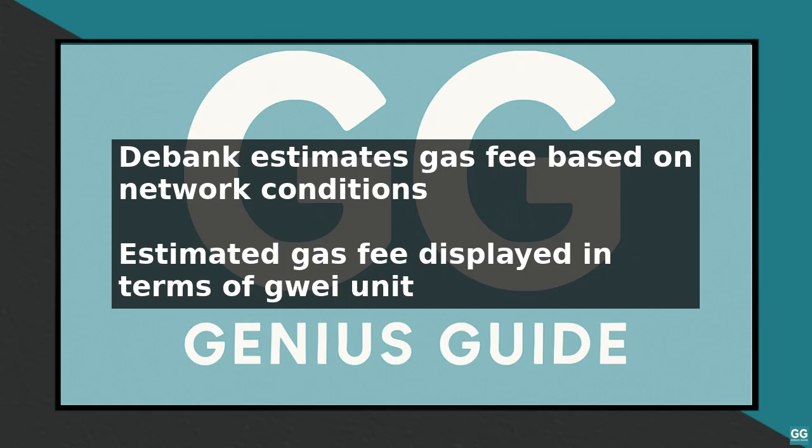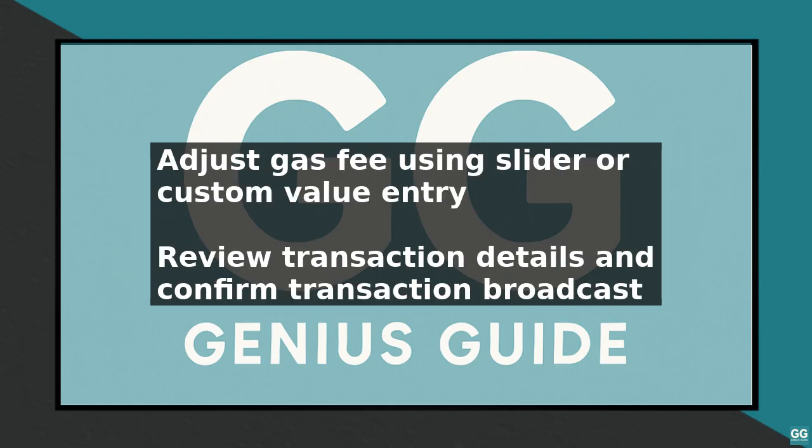Debank provides a gas fee chart that shows the current gas fees and allows you to adjust your gas fee accordingly. Once you have set your gas fee, you can review the transaction details and confirm the transaction. Debank will then broadcast the transaction to the Ethereum network, and it will be processed by the miners.